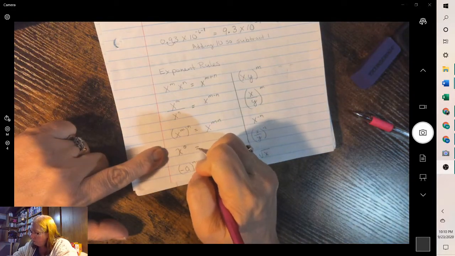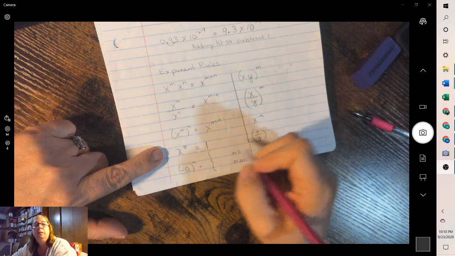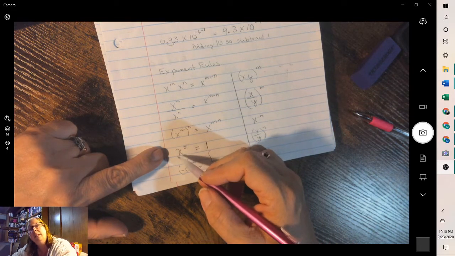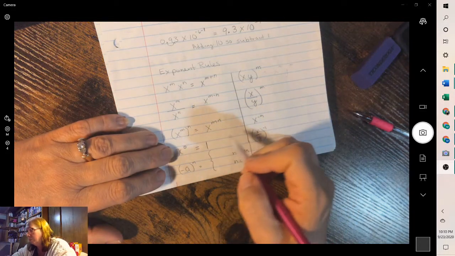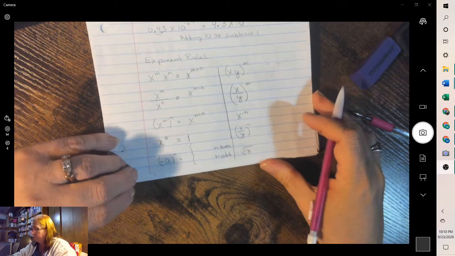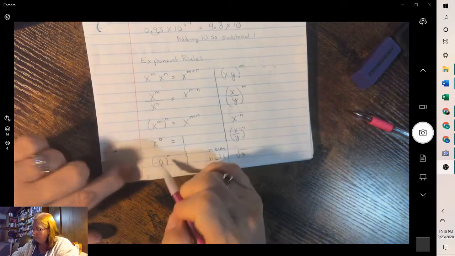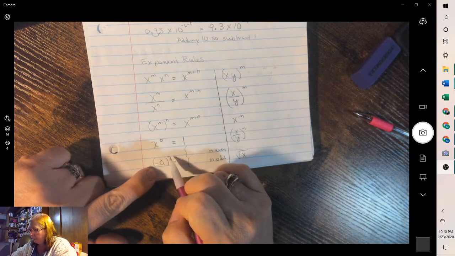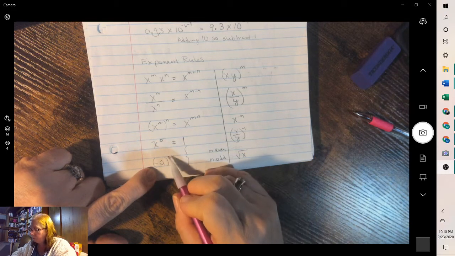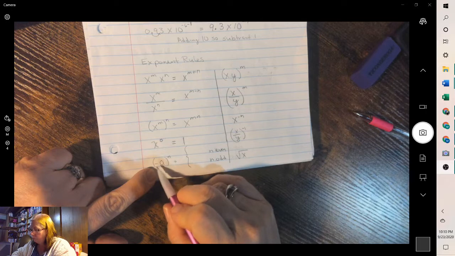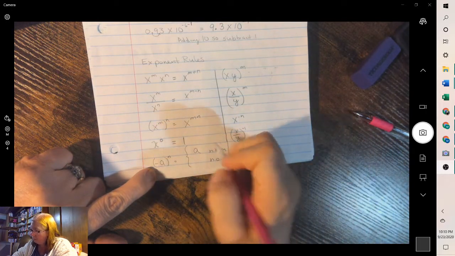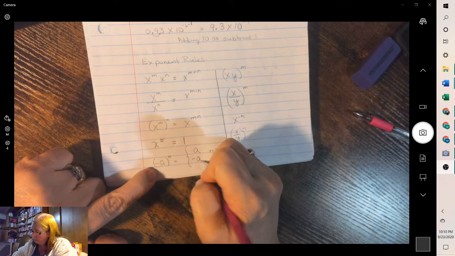Anything to the 0 power is 1. So 10 to the 0, 1,000 to the 0, a, b, c, in parentheses to the 0 is 1. All of those. Anything to the 0 power is 1. A negative a to the n. If n is an even number, 2, 4, 6, 8, when you square that, you get the positive, so it's a. Whereas if it's odd, it's negative a.